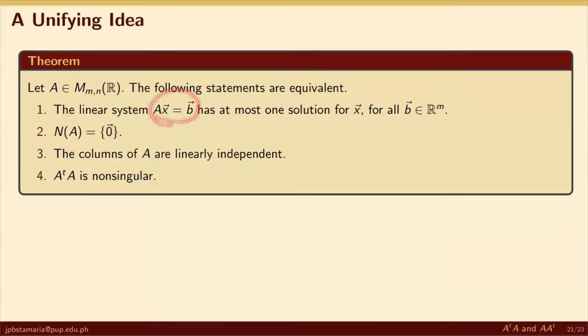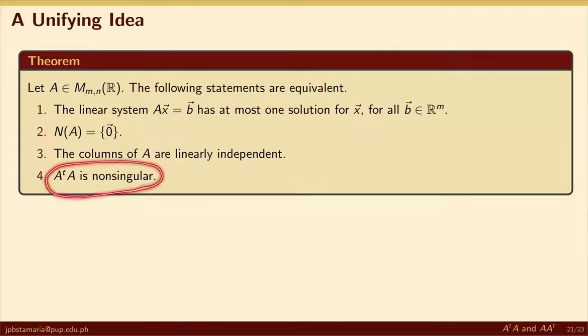Yung AX equals B mo, A here may be non-square, okay? Ang claim natin is it has at most one solution, kasi pwedeng inconsistent ito, right? Kung meron man, isa lang. It has at most one solution for any B. Kailan daw mangyayari yun? If the null space of A is trivial, meaning ang solution lang sa AX equals 0 ay 0. Number 3, if the columns are linearly independent. Kasi nga po, yung column rank mo ay full. Ibig sabihin, lahat ng columns mo are linearly independent.